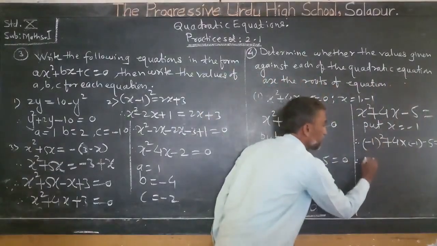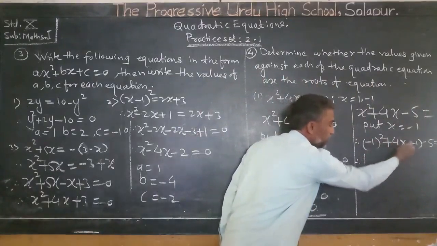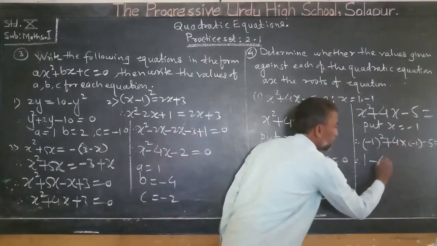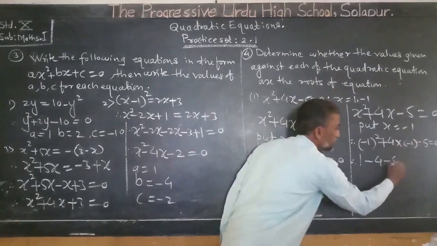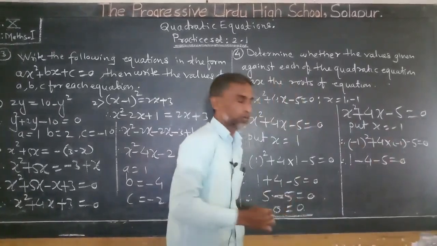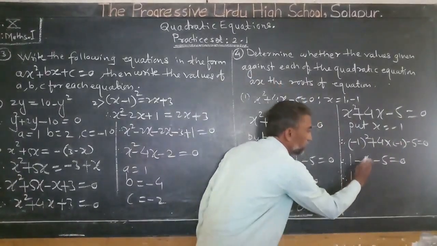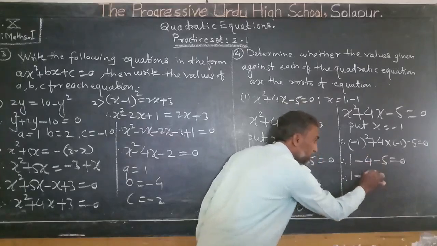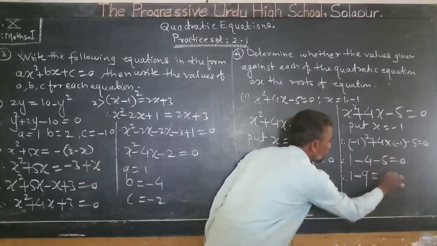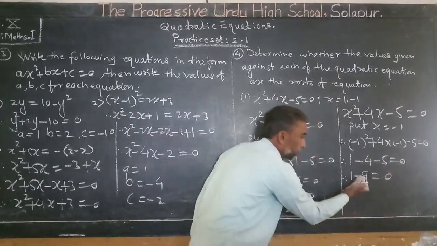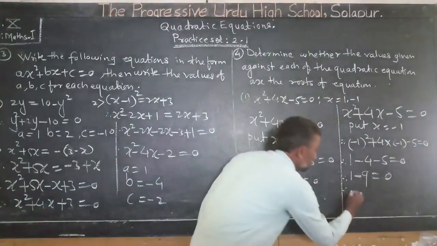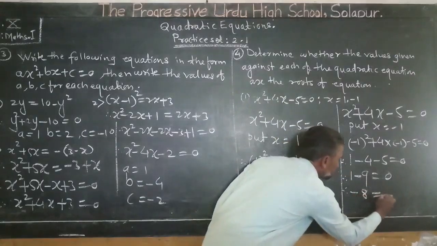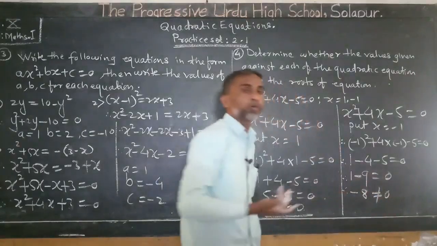Therefore, square of minus 1, 1, plus into minus, 4 ones are 4, minus 5 as it is equal to 0. Therefore, 1 minus 4 minus 5, signs are same, do the addition, 9, give the same sign, is equal to 0. Therefore, 1 minus 9, minus 8, it is not equal to 0.